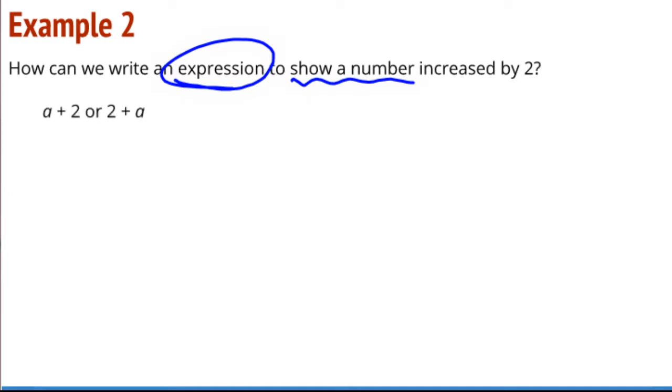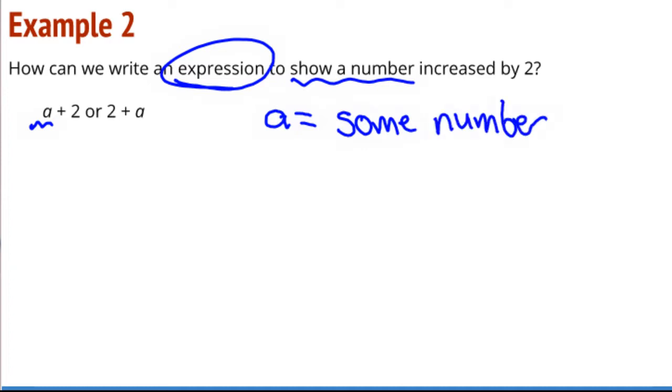Well, we have some number, and we have to use a variable for that. And I would like it if we got into the habit right out of the gate here, right at the start, of saying A will be equal to some number. Let's start saying what these variables are going to represent. So there's going to be some number, and I'm going to increase it by 2, or I will have 2, and I will increase it by some number.